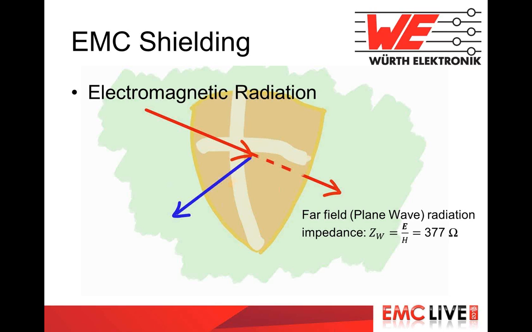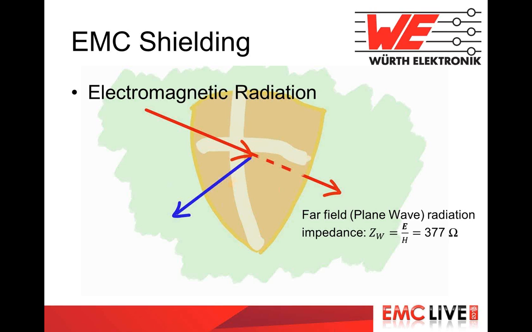A plane wave has the typical impedance of an electrical wave in space, that is 377 ohms. That means that the impedance is the relation between the electrical field and the magnetic field. So we have here that the electrical field is 377 times bigger than the magnetic field. So when we have a plane wave, we have a high impedance, mostly electrical wave.